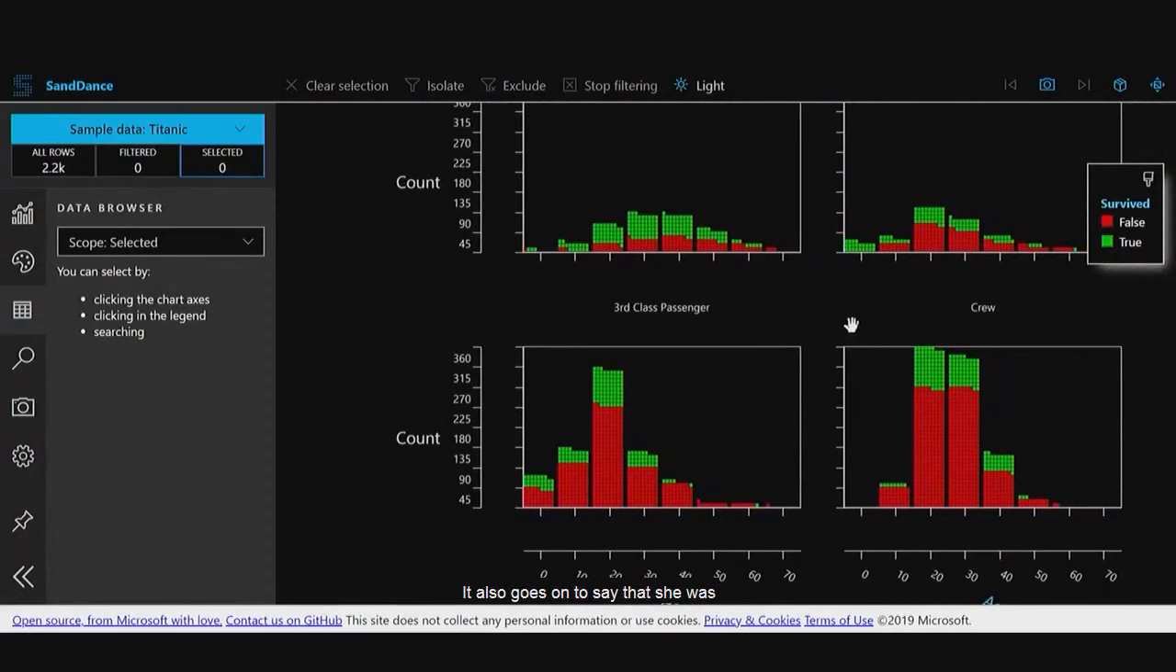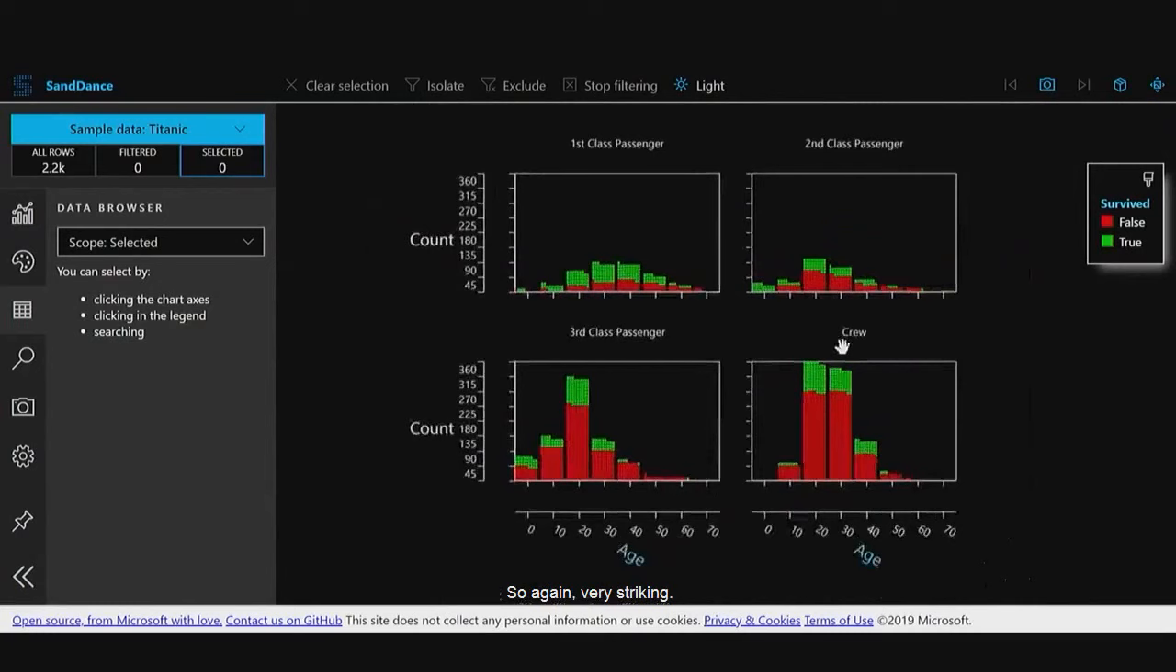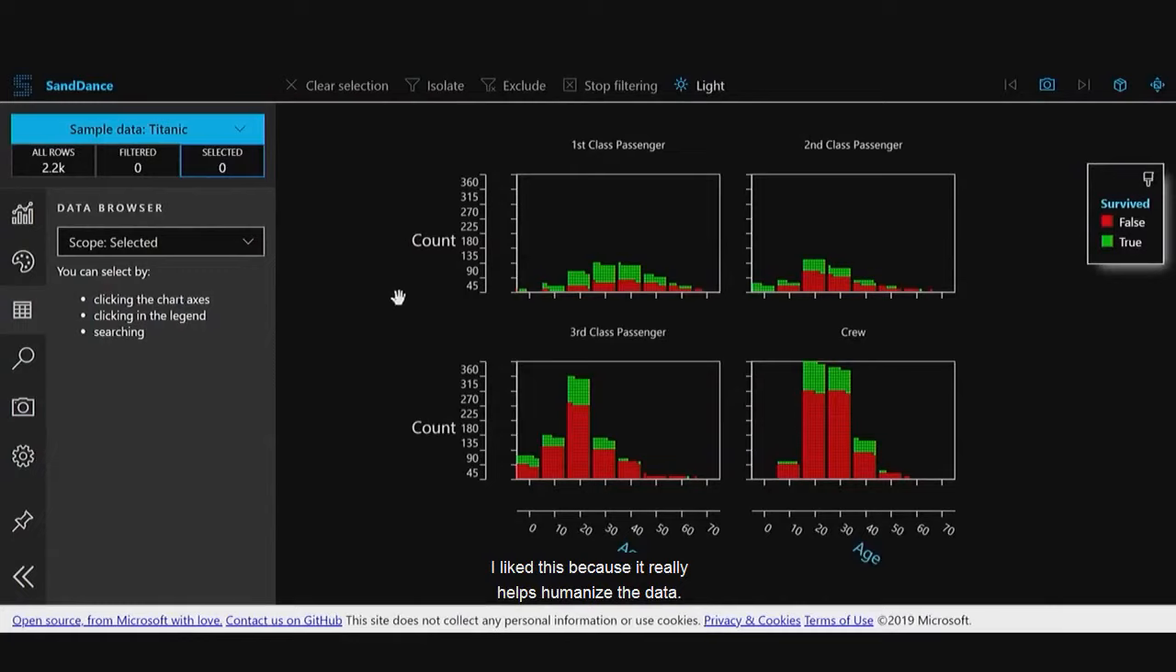It also goes on to say that she was the only child in first and second classes to die, but in third class, something like 60% of the children died. So again, very striking. Other representations give other meanings, and I like this because it really helps humanize the data.